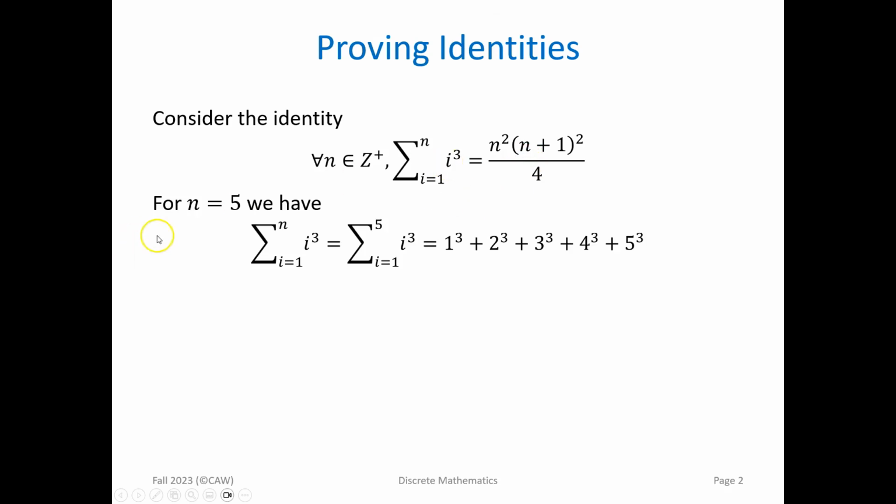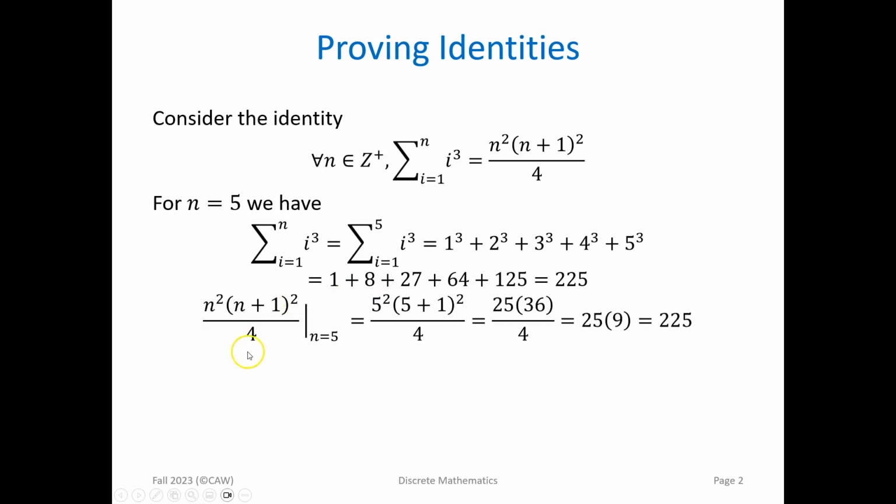Let's check it. For n equal 5, we'll plug 5 in for n, and we'll have the summation from 1 to 5 of i cubed, and that will be, expanding it, 1 cubed plus 2 cubed, all the way up to 5 cubed. Just a summation of the 5 terms. If we bring out the cubes and add them, we have a total of 225.